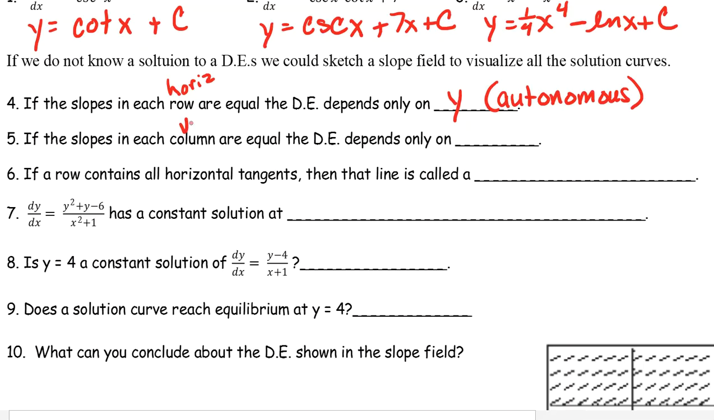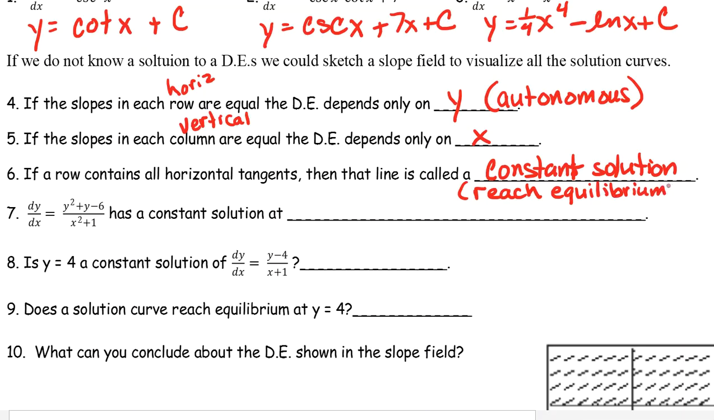If the slopes in each column, columns are vertical, if the columns are consistent, then we know the differential equation has only the x variable in it. If a row contains all horizontal tangents, that means the derivative was equal to 0. That is called a constant solution. And it's very important and helpful to look for constant solutions first. And then we know that the other types of solution graphs reach equilibrium at that point. So they reach an equilibrium when they reach those horizontal tangents.